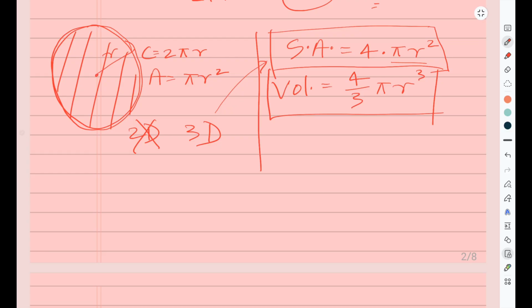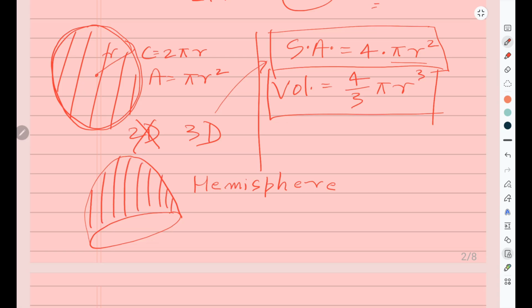And then there are many small problems which we can tackle so that our overall concept is clear. So for example, this is a hemisphere, okay? This is called a hemisphere. What is the total surface area of this hemisphere? Okay, so this is how much? Half of the sphere's surface area, so 2 pi r square.